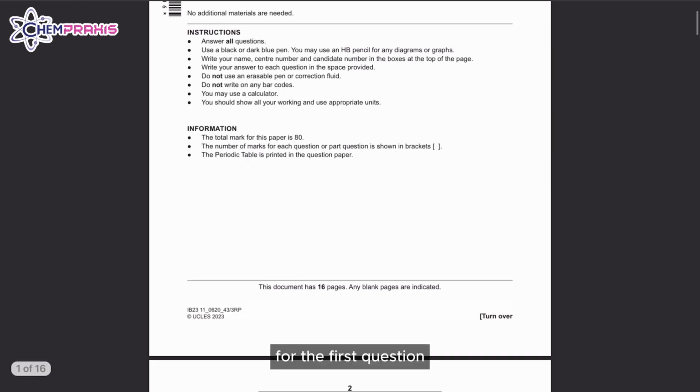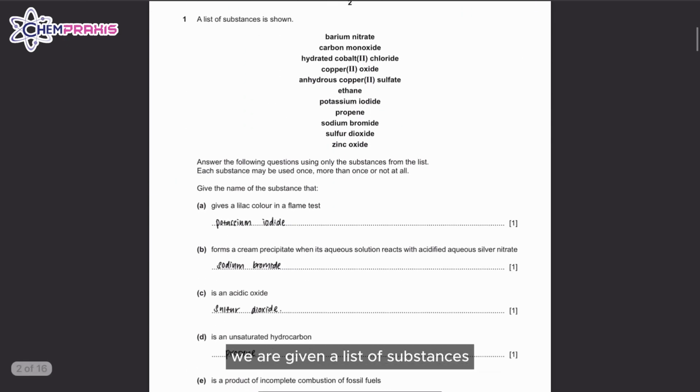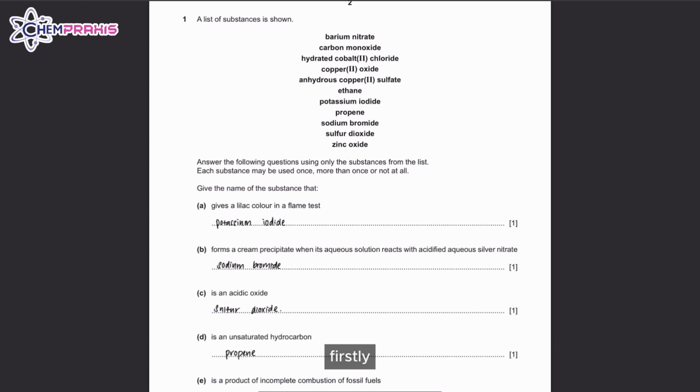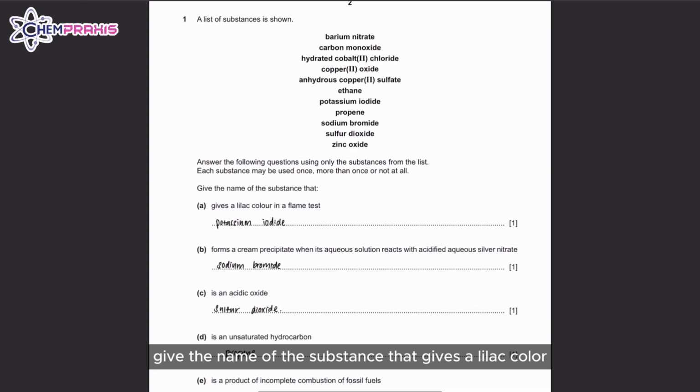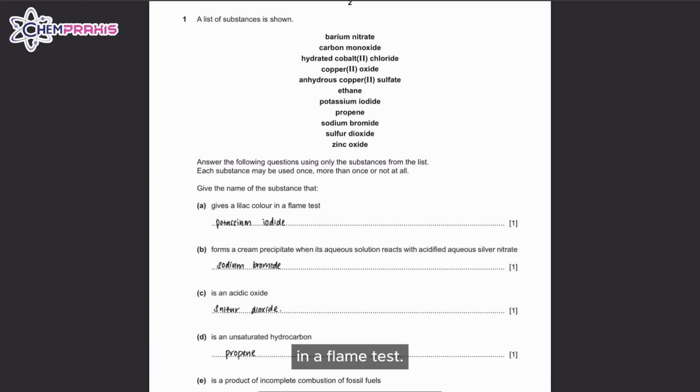For the first question, we are given a list of substances, and we are to answer the questions below using only the substances from the list. Firstly, give the name of the substance that gives a lilac color in a flame test. This would be potassium iodide.